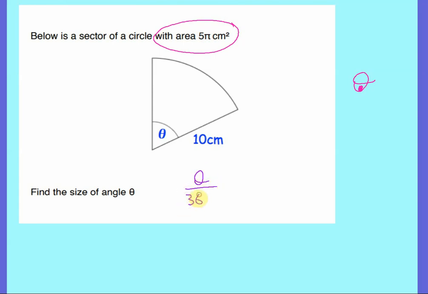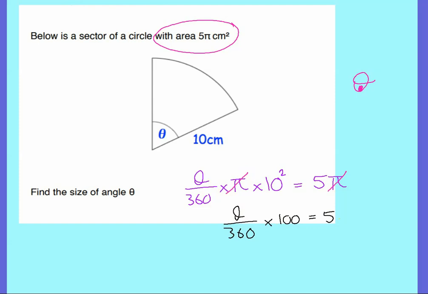Theta over 360 times pi times the radius, which we know is 10, that's equal to 5 pi. We have an equation. Let's do the same thing as before. Let's divide throughout by pi. That makes it far simpler. So we end up with theta over 360 times 100 equals 5. To make this the subject, the first thing I need to do is divide by 100, because that's the last thing happening to this term here. So theta over 360 equals 500.